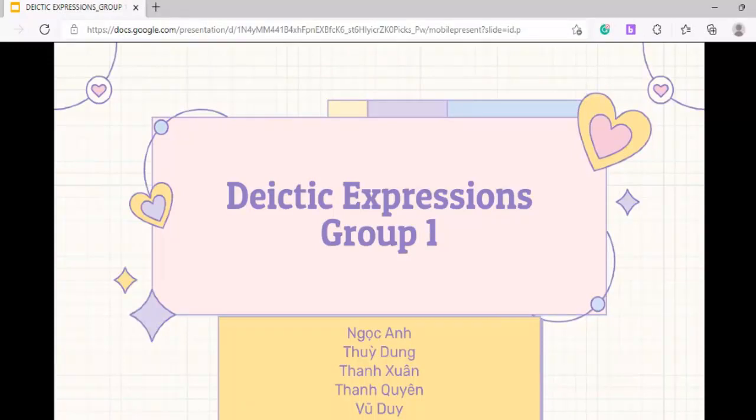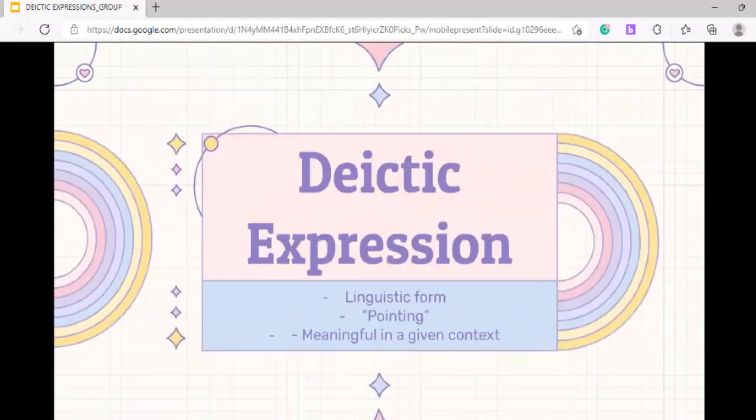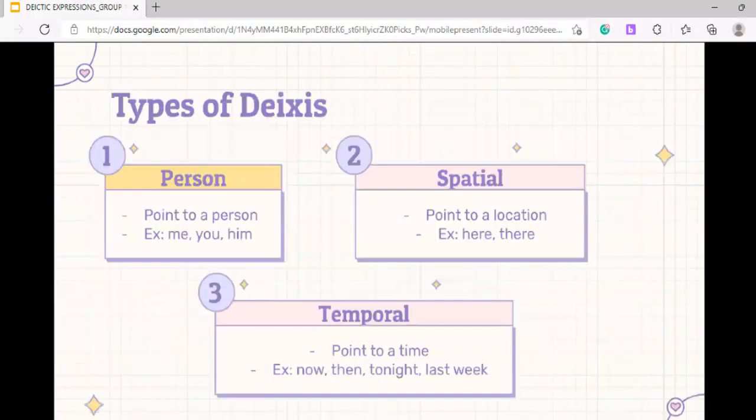Today, I'm going to deliver a presentation about deictic expressions. As you can see on the screen, there are 5 main parts in the presentation. First of all, what is a deictic expression? It is any linguistic form used to accomplish a pointing function, and it is meaningful in a given context. There are 3 main types of deixis: person deixis, pointing to a person; spatial deixis, pointing to a location; and temporal deixis, pointing to a time.